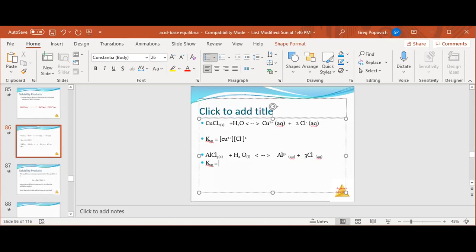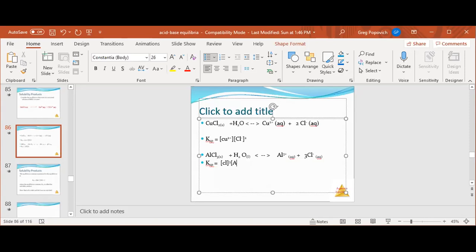Would it be H2 and then the Cl? Valeria, when I took CuCl2, I made the ion Cu2 plus and two Cl minuses. So my Ksp was Cu2 plus concentration times the concentration of Cl minus squared. Look at AlCl3. What does that turn into? Cl to the third. That'll work. And what else?